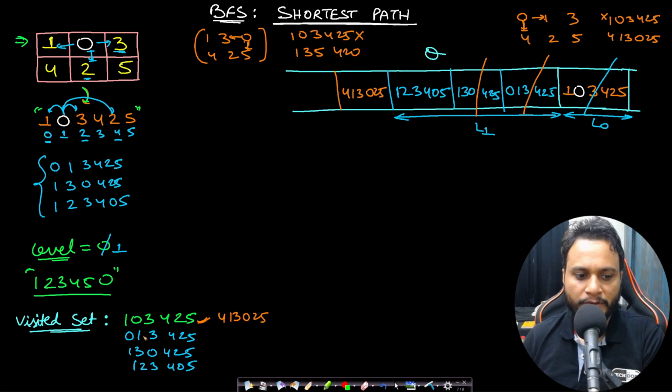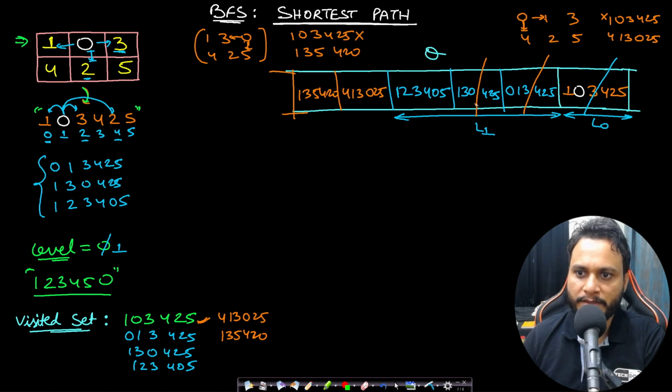Now if you check it out, this 1, 3, 5, 4, 2, 0 has not been visited, so you can mark it and you can save it here. Okay, so we are done with this state transition as well. Now we will be taking out the next option 1, 2, 3, 4, 0, 5.